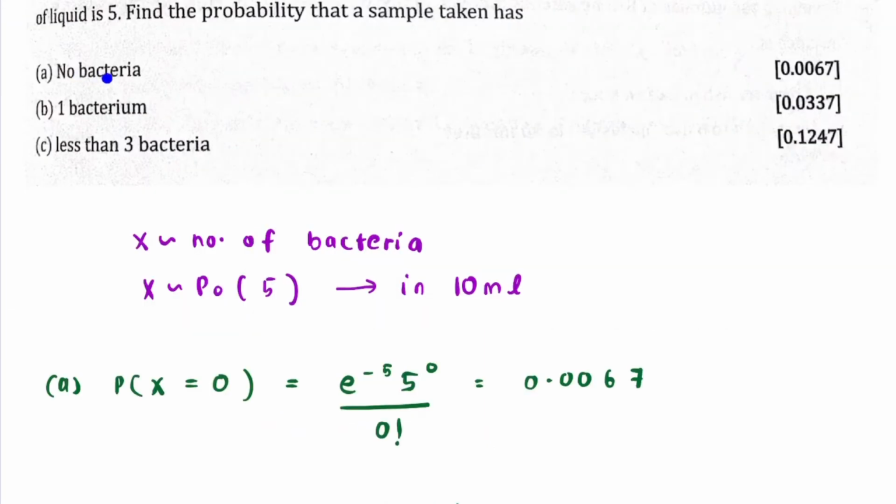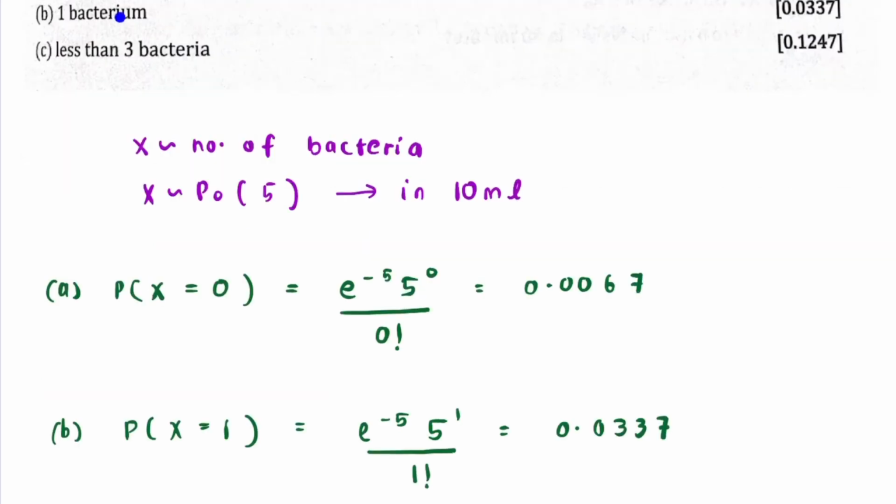The question asks for no bacteria, meaning that X equals 0. So just substitute into the Poisson formula: e to the power of negative 5, 5 to the power 0, over 0 factorial. If you press your calculator, your answer will be 0.0067. Same goes for part B. You have one bacterium, so X is equal to 1. Just substitute into the same formula. Then you have the answer 0.0337.